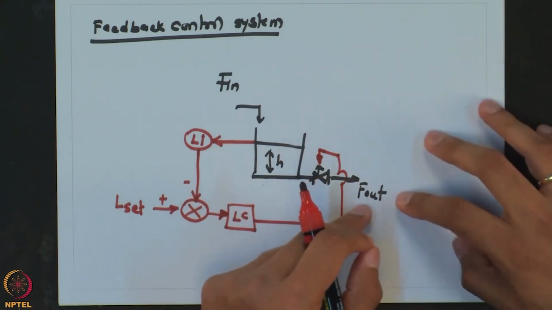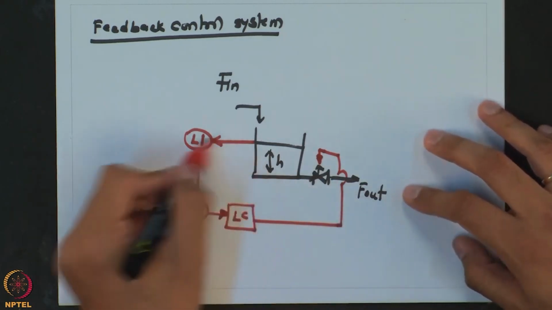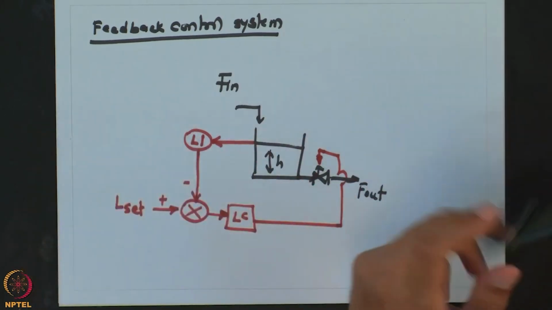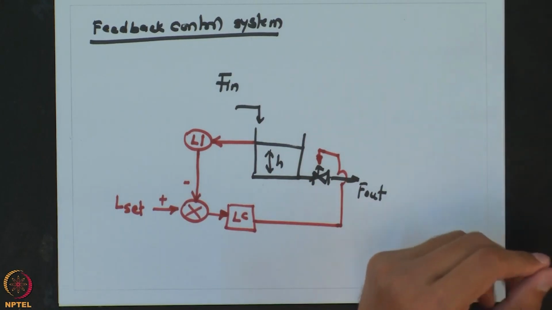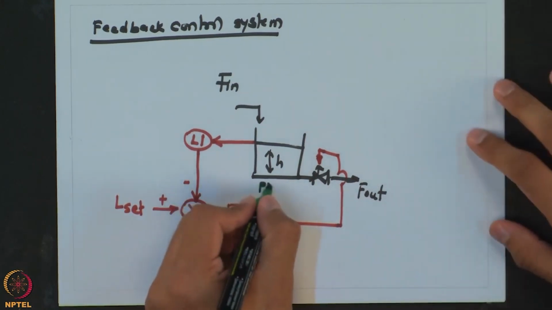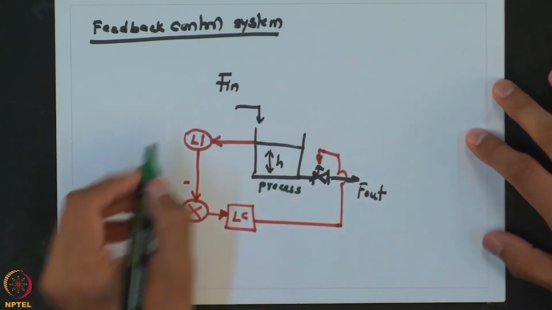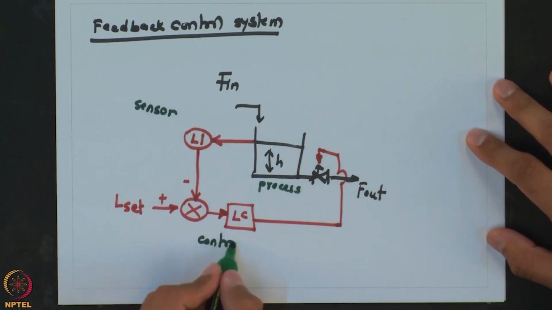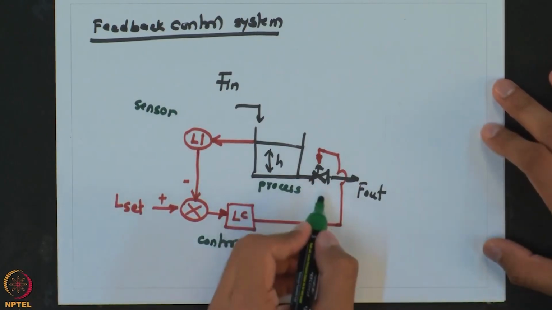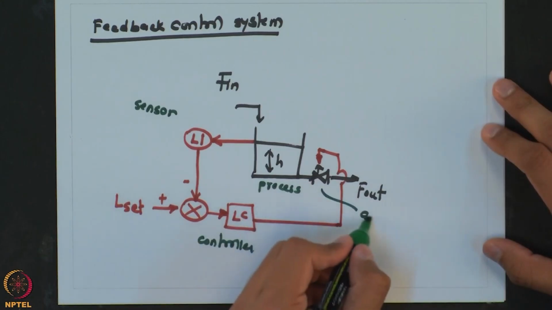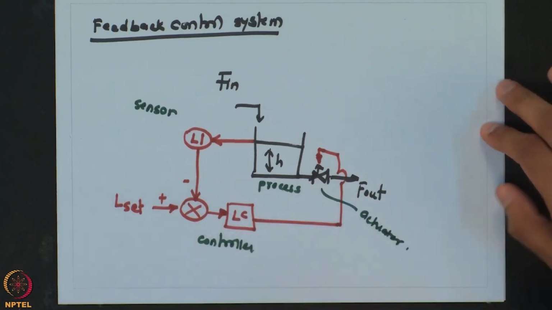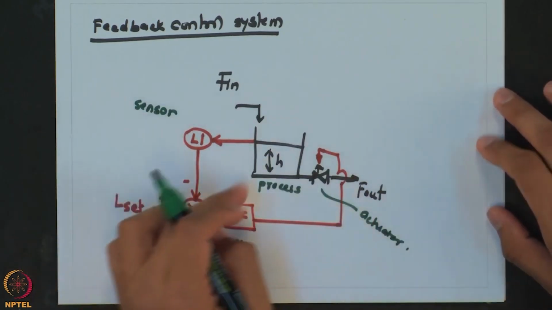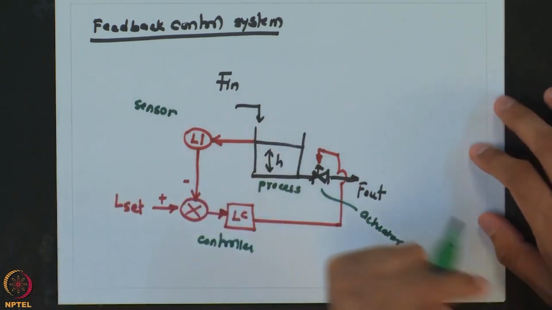When F out changes, that will have some effect on the height, and again this whole process will get repeated. So in terms of a feedback control system, along with the process you have these additional blocks. This is your process, on top of that you have a sensor, you have a controller, and you have the valve, which is known as the actuator. So the feedback control system has these three additional components on top of the process.